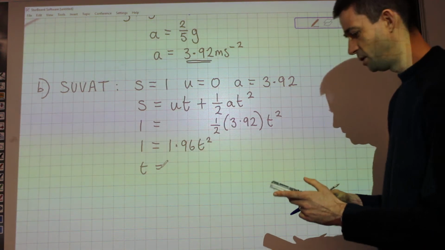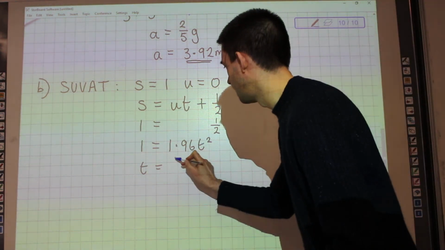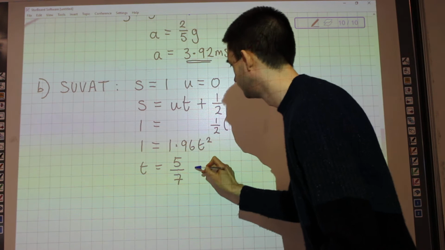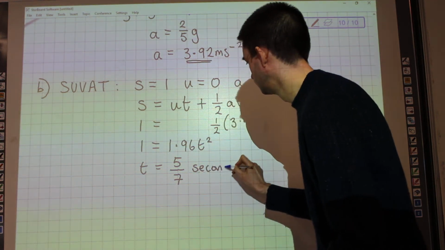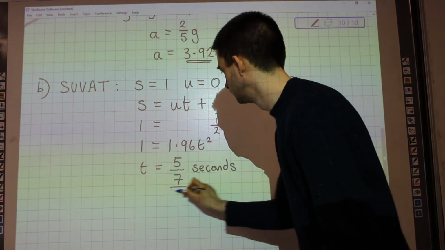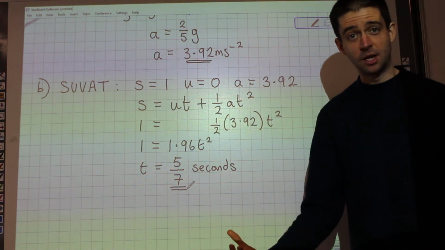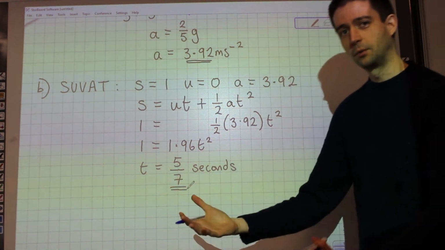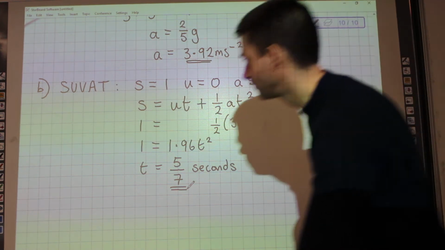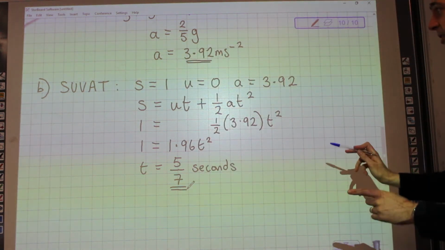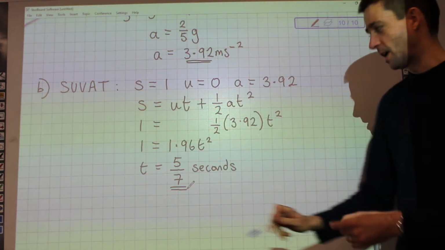So square root that, you come out rather beautifully with T is exactly 5/7. Technically it's plus or minus because we're square rooting. Of course we're not going to worry about the negative because it's time. So that is part B. So that is the time taken for B to hit the ground.